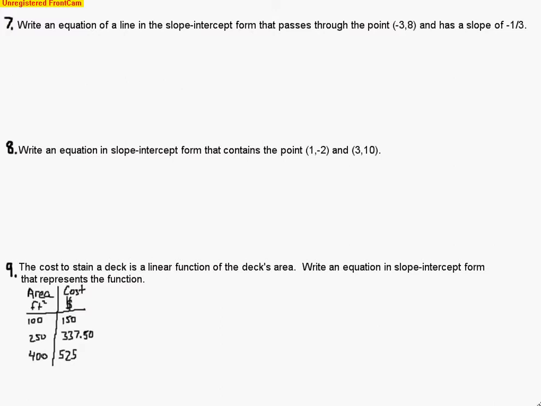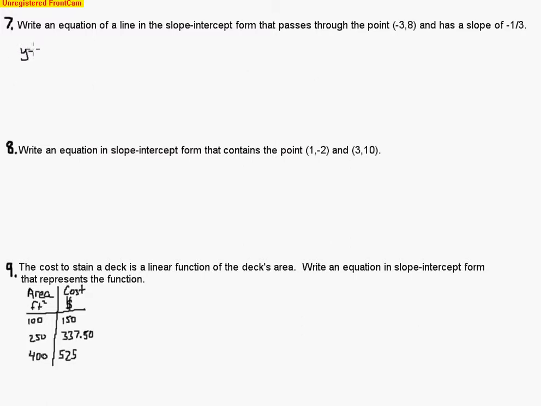Well, here are the last three problems of the test. They're all word problems, but they're all done the same way. So they're going to ask us to write equations. So we're writing an equation of a line in slope-intercept form that passes through the point, and it gives us a slope. So all we have to do is go right to the point-slope formula.